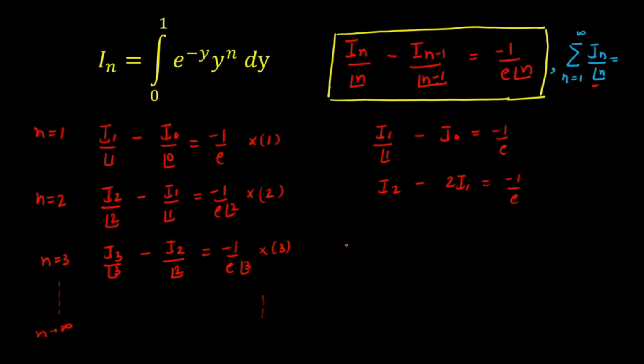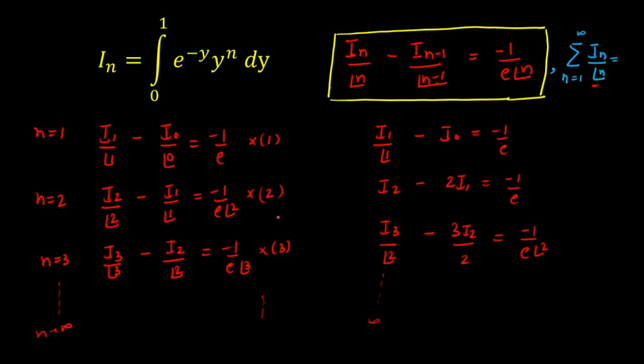Similarly, if you multiply the third equation by 3, you will get I3 divided by 3 multiplied by 3 factorial, which will be 2 factorial, minus 3I2 divided by 2 factorial, is equal to minus 1 upon e into 2 factorial, again 3 multiplied by 3 factorial is 2 factorial here, and it goes on up to infinity.